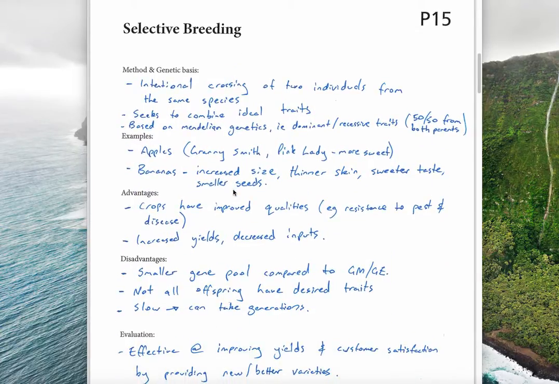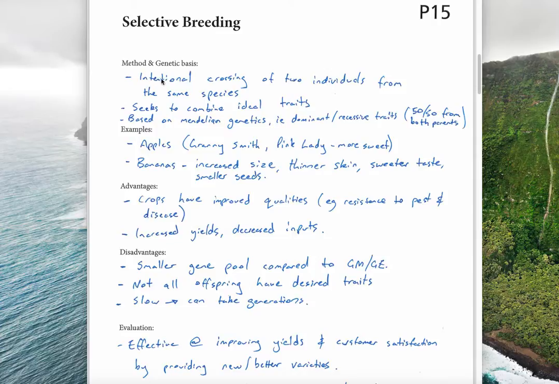So having a look at it in a bit more detail. Selective breeding is the intentional crossing of two individuals from the same species. And basically you're seeking to combine ideal traits. And it's based on Mendelian genetics, i.e. you get dominant and recessive things. You get half of your genes from parents, like we do, half from mother, half from father, and you get the dominant genes ending up expressing themselves in that.